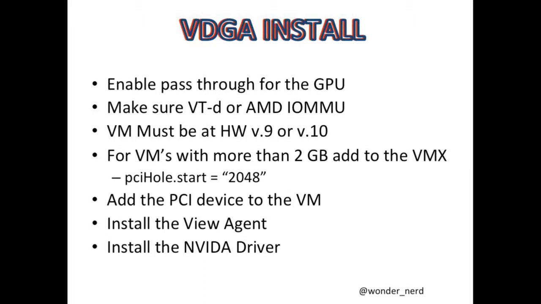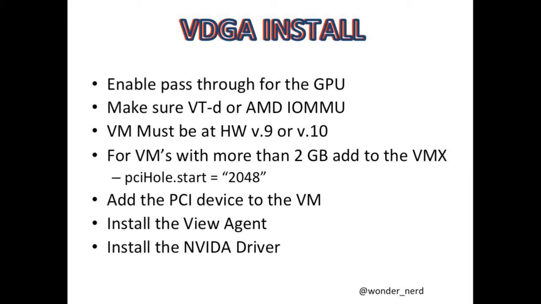Once the BIOS is set, we can go ahead and power up the machine. Then we need to go in and edit our virtual machine. We have to edit the VMX file if that virtual machine has more than 2 gigs of RAM. We have to set a PCI hole setting on it to make sure that everything's running correctly. Otherwise, we're going to run into some graphics issues when we start running past that hole mark.